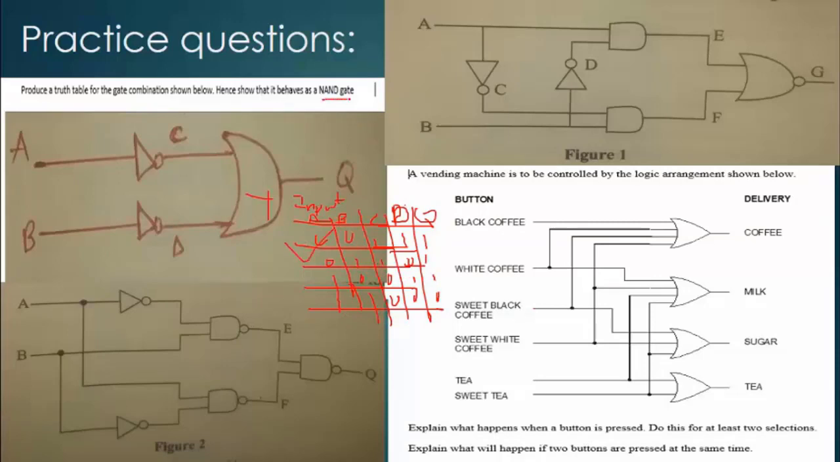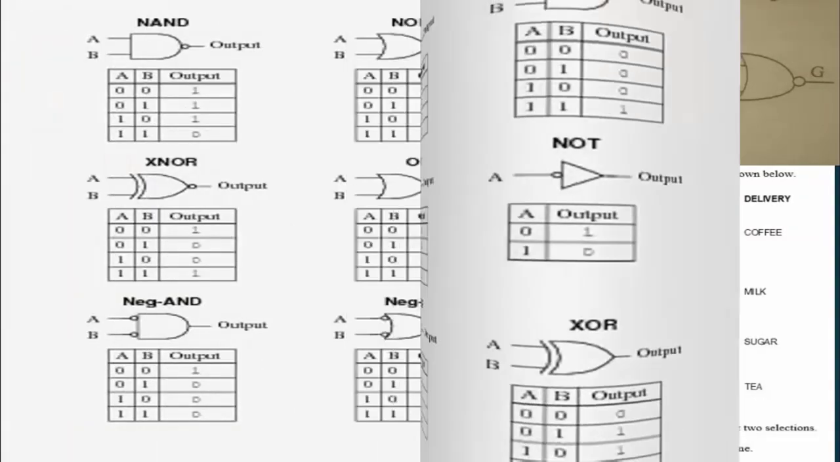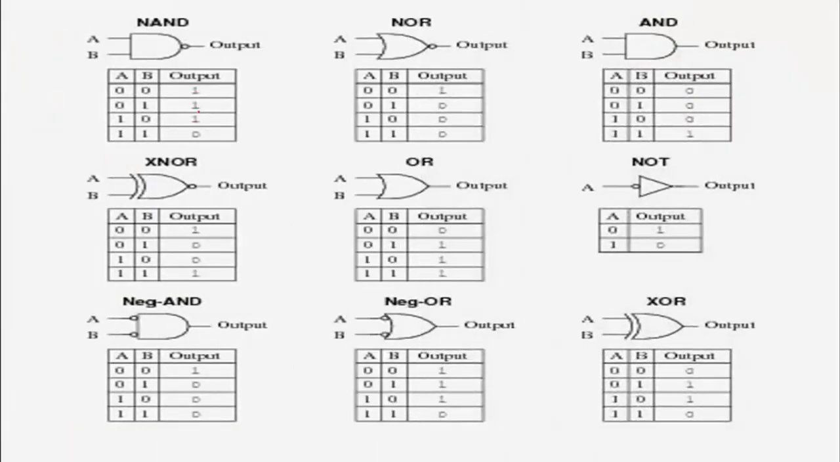Show that it behaves like a NAND gate. Okay, so there are two ways. Later we will learn something called Boolean algebra. There are two ways: you can prove it by Boolean algebra, or you can prove it by drawing the truth table of the NAND gate. As you can see, the truth table of a NAND gate must end up as 1 1 1 0. So we can see from our NAND gate here it is 1 1 1 0.